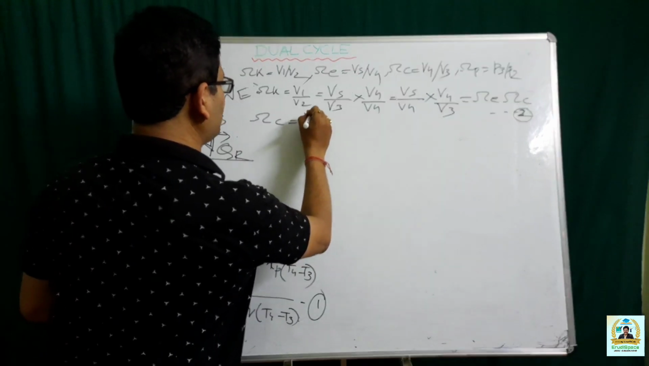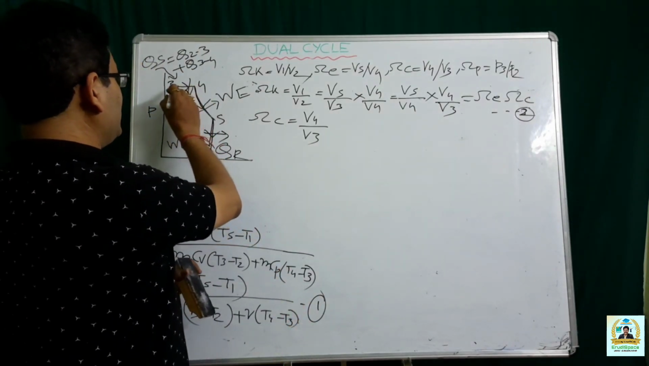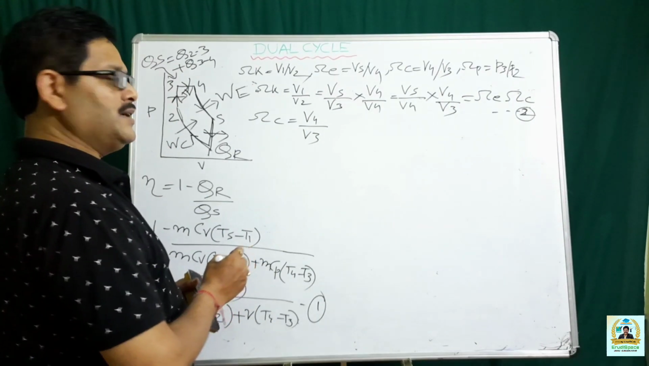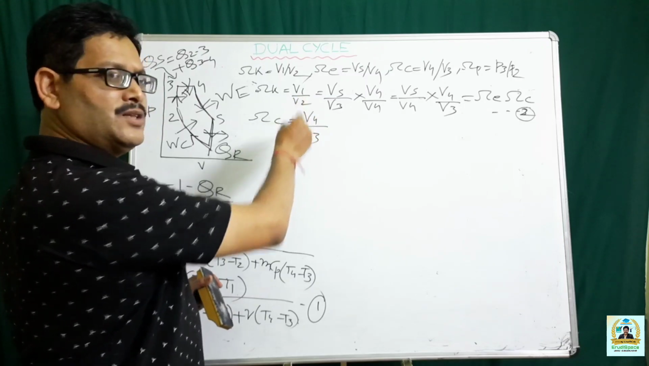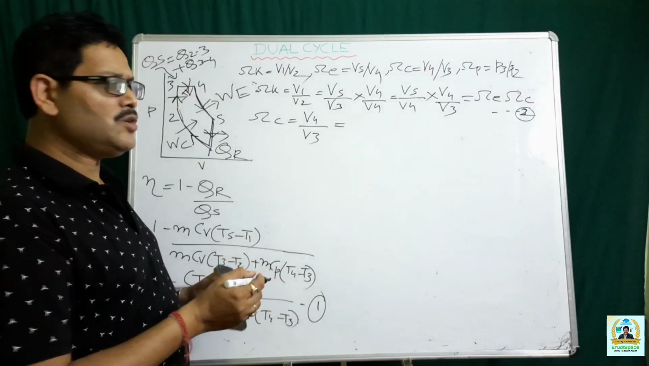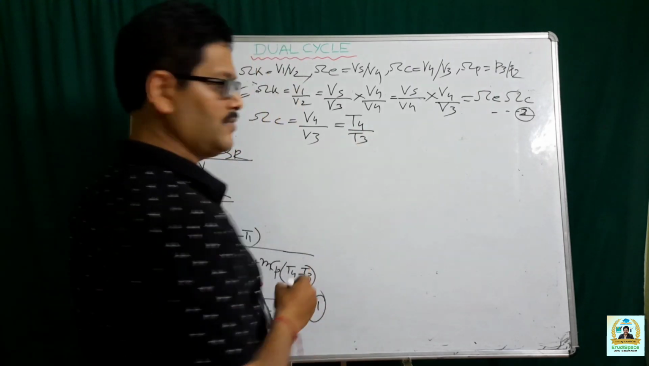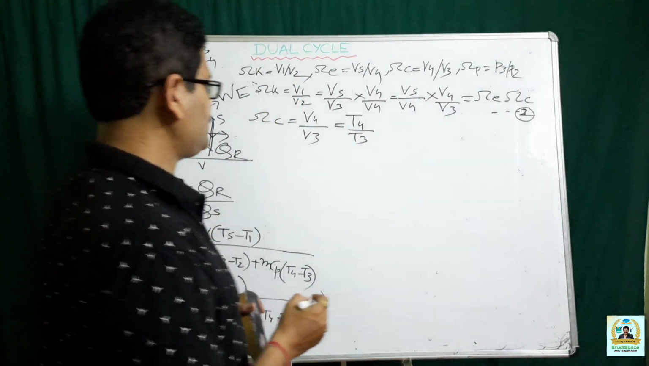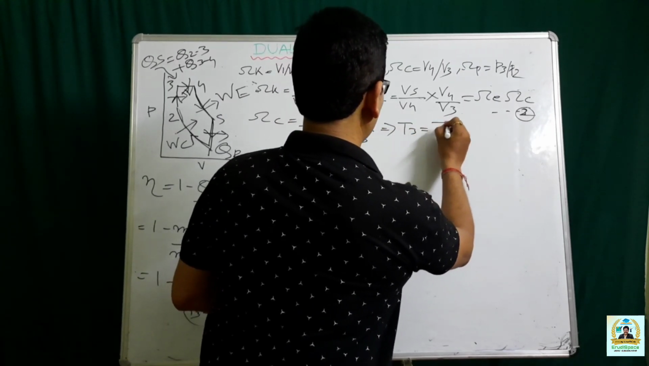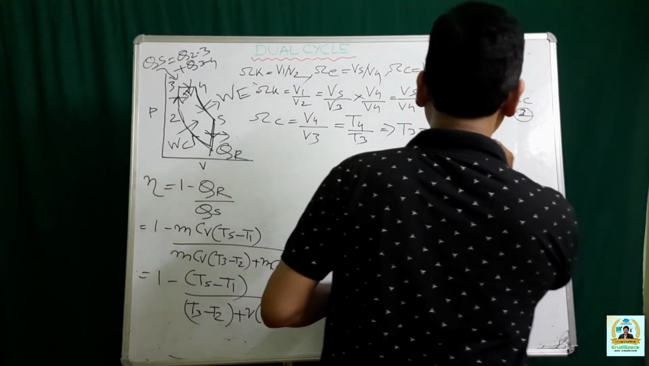RC, you know, that is equal to V4 by V3, and 3-4 is a constant pressure process. For a constant pressure process, the ratio between the volumes is equal to the ratio between the temperatures. Now, this implies T3 is equal to T4 by RC. Let this be equation 3.